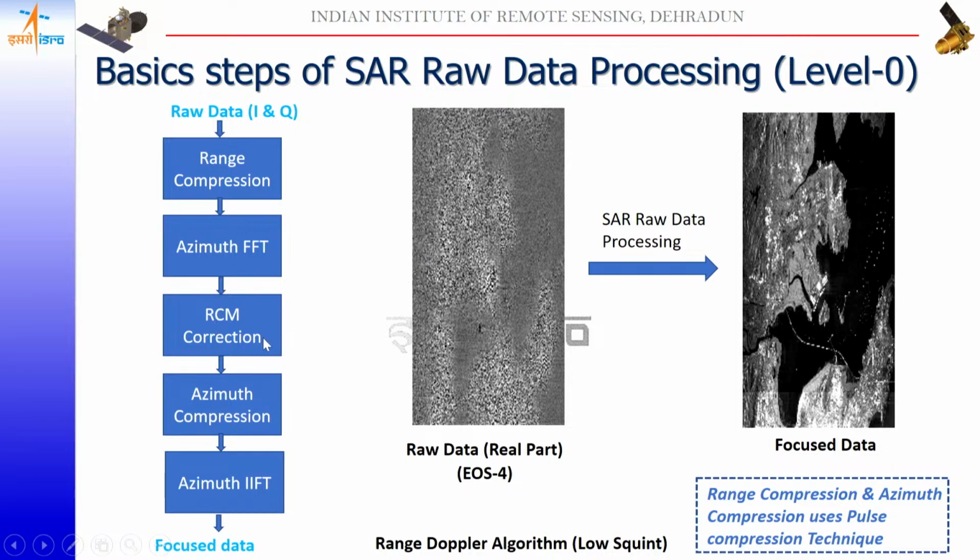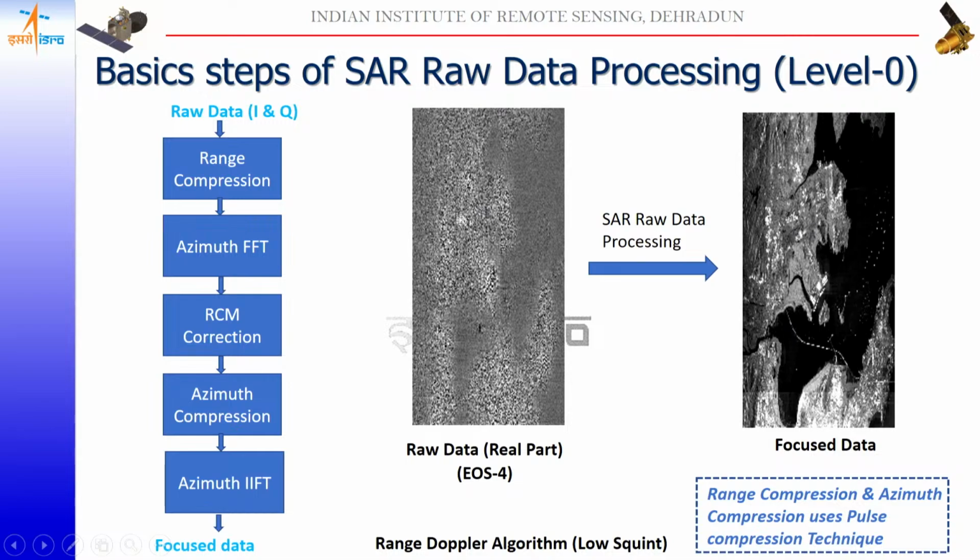Some of the terms basically used for raw data processing are range cell migration correction and azimuth compression. After adopting all these principles, we are able to see some features in an image. So all these things we will apply. This algorithm is called the range Doppler algorithm. In this algorithm we apply the pulse compression technique in both the range and azimuth direction, and after the raw data processing, you can see how the data looks.